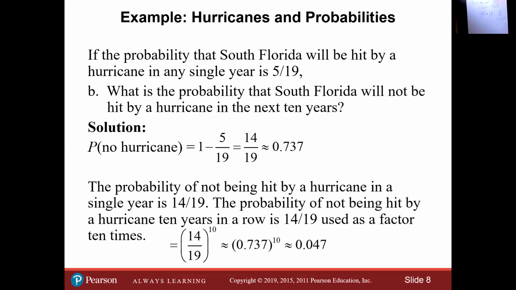If we want to turn that into a span of 10 years, this is the probability that there is no hurricane for a single year. We take that same number and raise it to the power 10. Now what we get is a fairly small number, 0.047. Now this is kind of a grim view of things. The probability of no hurricane for the next 10 years is around 5%, which means there's a 95% chance you will be hit by a hurricane sometime over 10 years.